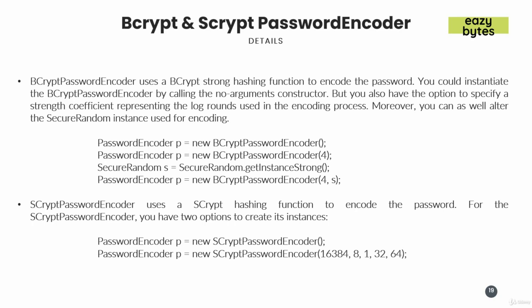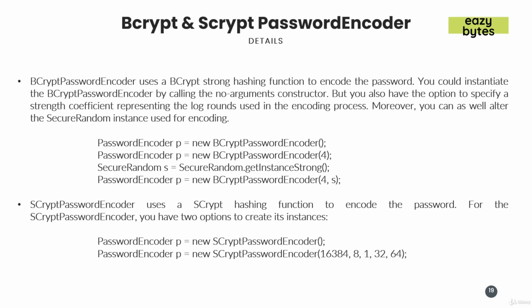The very first one is the default constructor, followed by a second constructor where you can mention the coefficient value, which represents how many times the encoding process has to go through, logarithmically. So if I mention 4, internally it will go through 2 to the power of 4 rounds for the encoding process. And you can leverage the third constructor where, along with the coefficient value, we can also pass a SecureRandom instance to generate a random salt for your hashing mechanism.